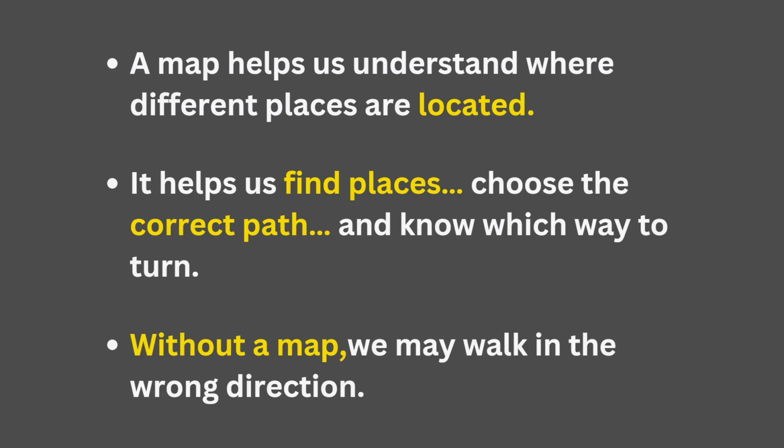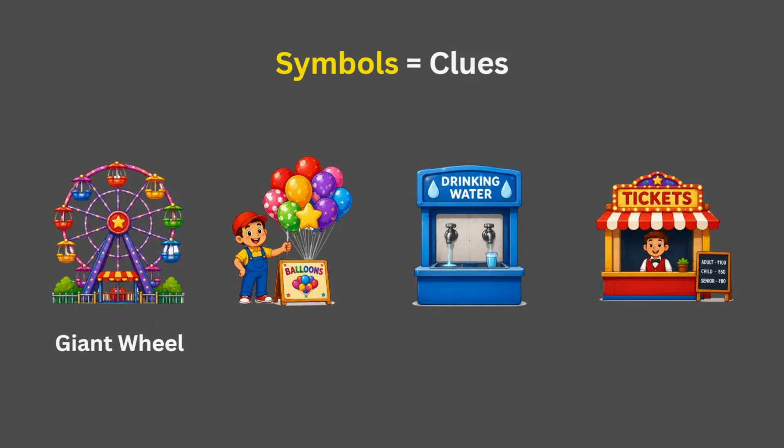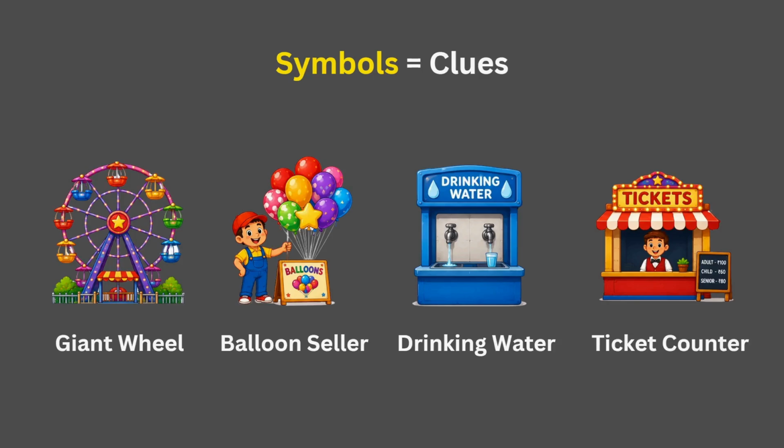Maps use small pictures called symbols. Each symbol stands for a real place. This symbol means giant wheel. This one means balloon seller. And this one shows drinking water. And this symbol shows the ticket counter. So before reading a map, we first understand the symbols carefully.